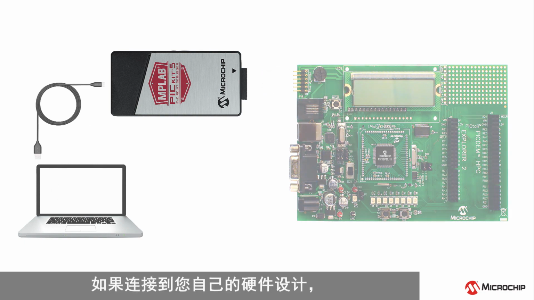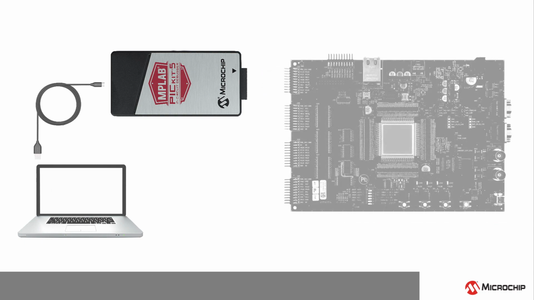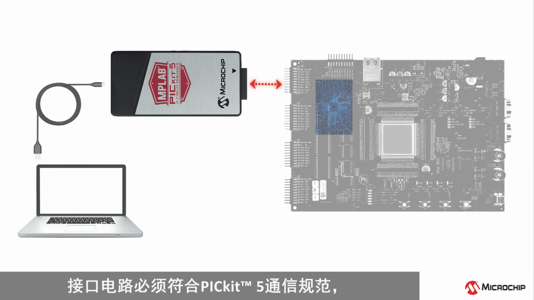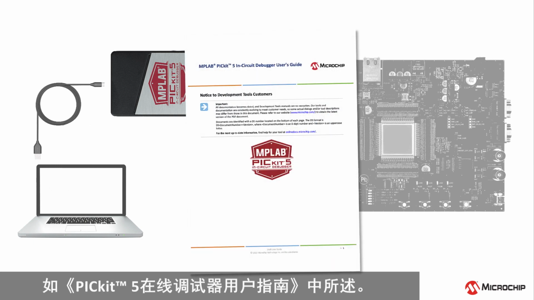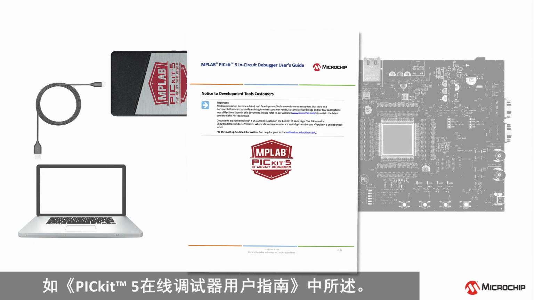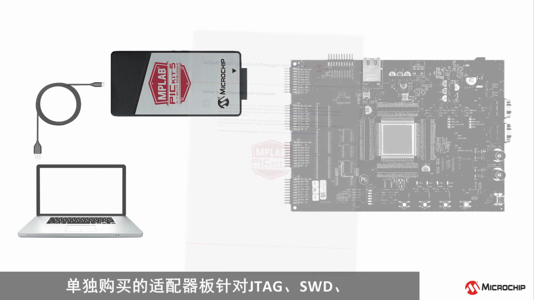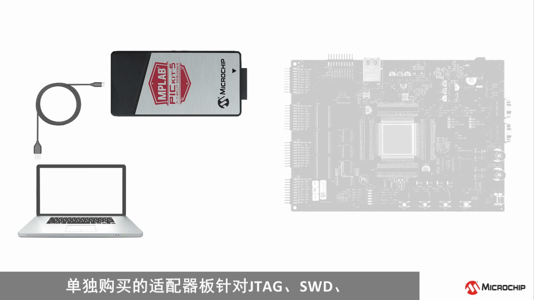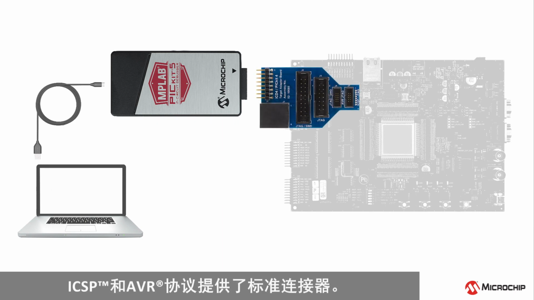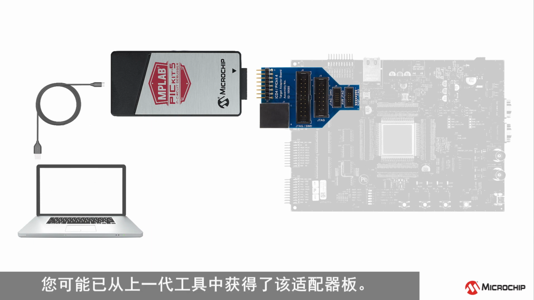When connecting to your own hardware design, the interface circuitry must meet the PICkit communication specification, as described in the PICkit 5 In-Circuit Debugger User's Guide. An adapter board available for separate purchase provides standard connectors for JTAG, SWD, ICSP and AVR protocols. You might already have this board from a previous generation tool.